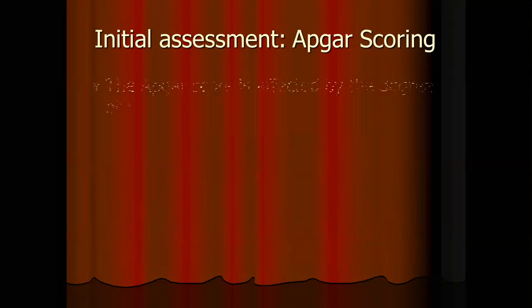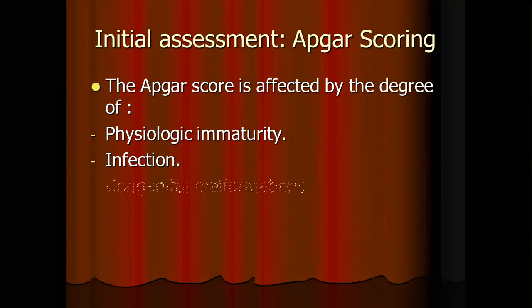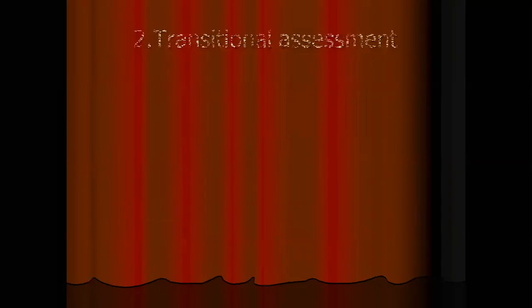Okay, then moving on to the Apgar score, and how it can be affected by the degree of physiological immaturity, infection, congenital malformation, maternal sedation or analgesia, and neuromuscular disorders.